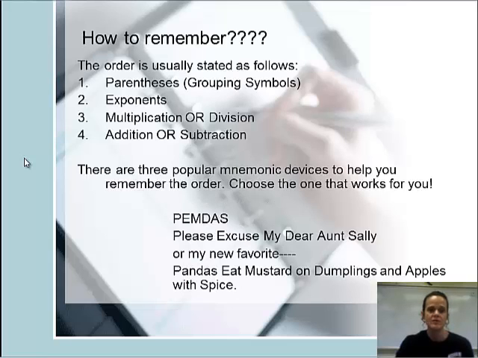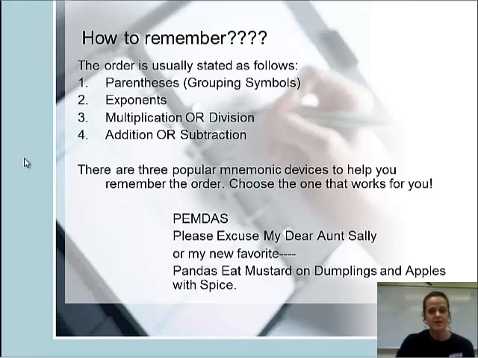So how do I remember our order of operations? The order is usually stated as follows. Parentheses, which are our grouping symbols. Remember, those also include absolute value. Our exponents come next, which we would also do square roots during that time. Multiplication or division as we come to them from left to right, and then addition and subtraction as we come to them from left to right.